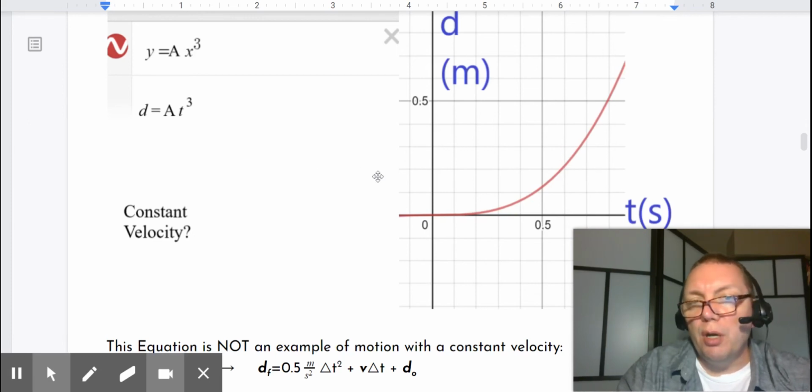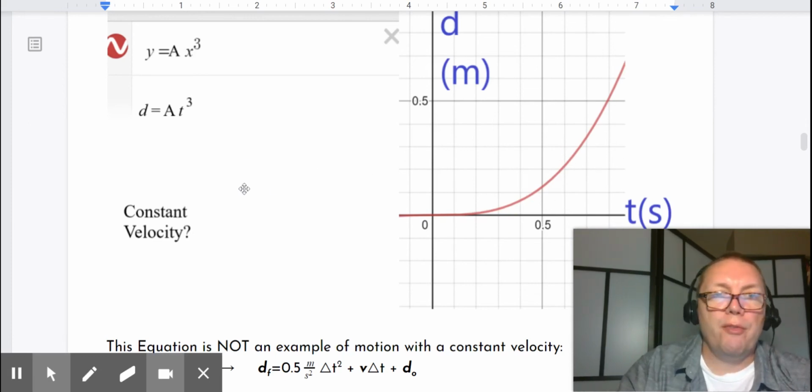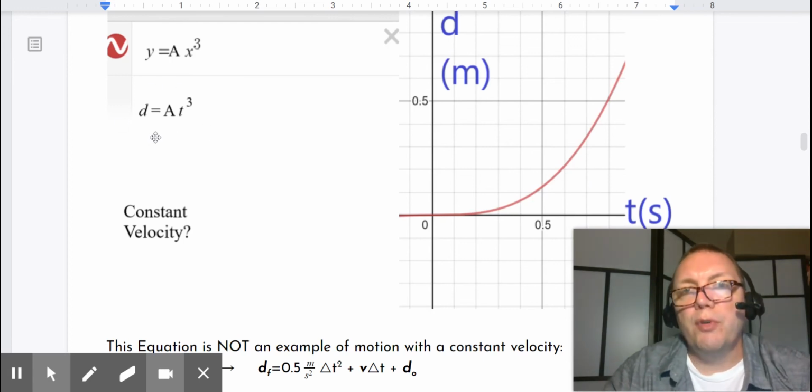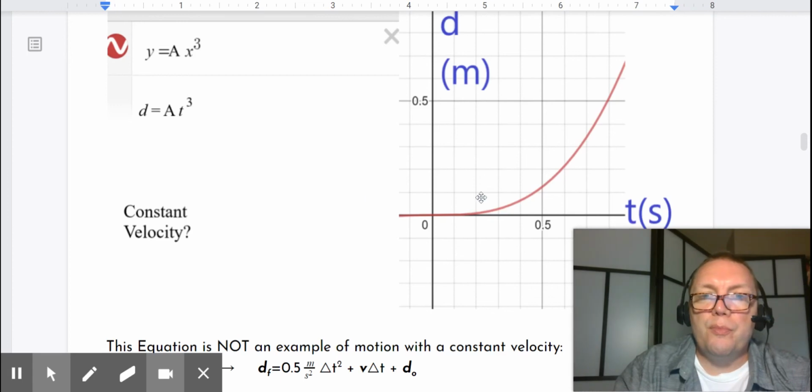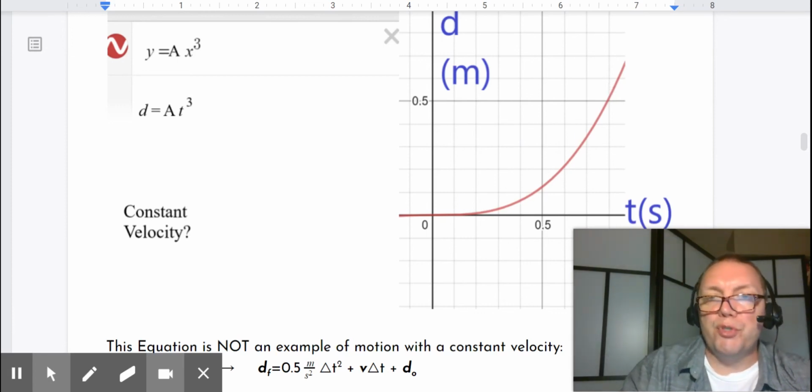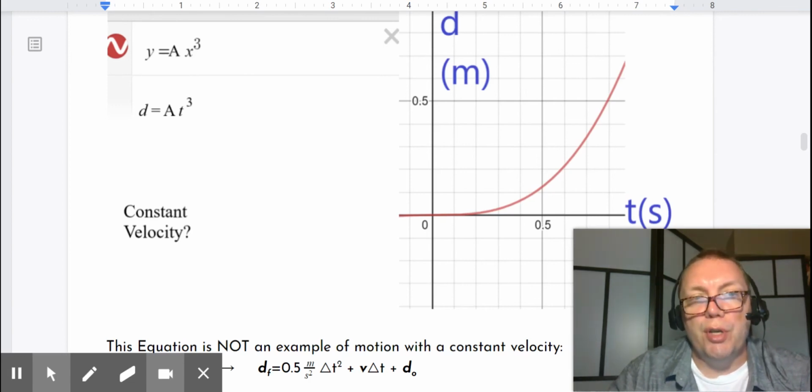So then the question becomes, is this graph and this equation representative of constant velocity? Well, if we're looking at the graph, there's a curve to it. And if there's a curve, then our slope is changing. And if our slope is changing, then our velocity is changing.